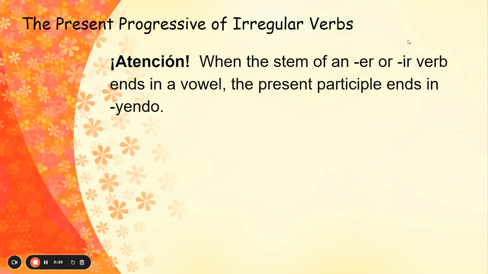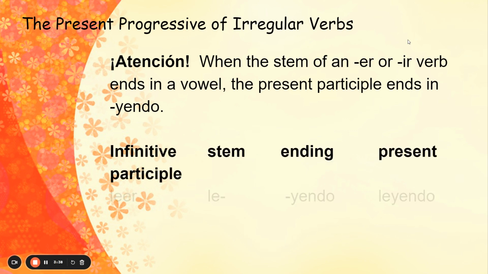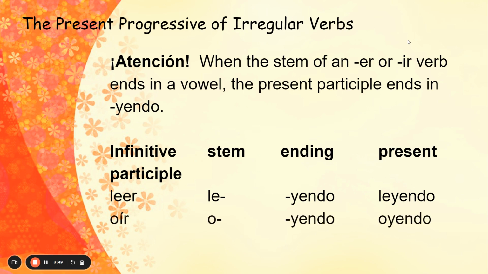Atención. When the stem of an ER or IR verb ends in a vowel, the present participle ends in YENDO. So, if I have leer, I take off the ER, it ends in a vowel, so I've got YENDO, so leyendo. Oír, take off the IR, you have an O, so it's YENDO, so oyendo. Traer, take off the ER, you have an A there, so it's trayendo.